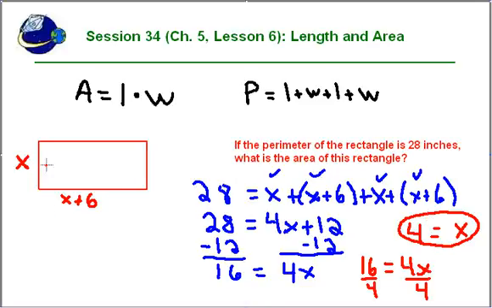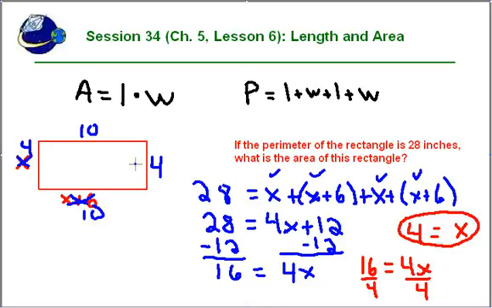To figure out area, we now need to know what the length and width are, and once we do, we'll multiply them together. Well, what is our length? Our length is x. Well, what is x? Well, x is 4. So we know that our length here is 4. X and 4 are the same thing. Okay, we now stick our value for x into our length. Our length is x plus 6. If we stick a 4 in there, what's 4 plus 6? 4 plus 6 is 10. So we know that our lengths are both 10.